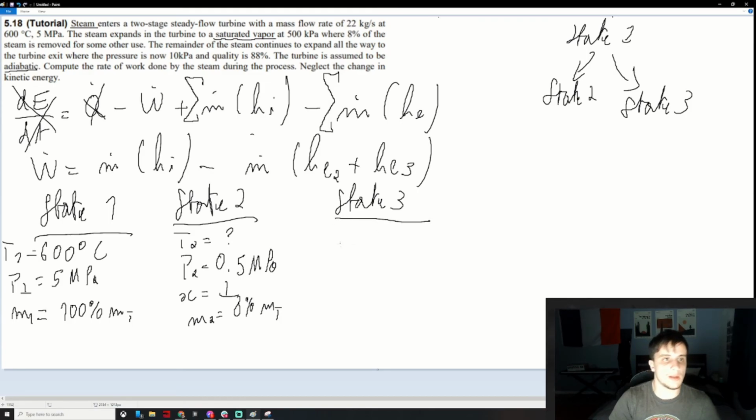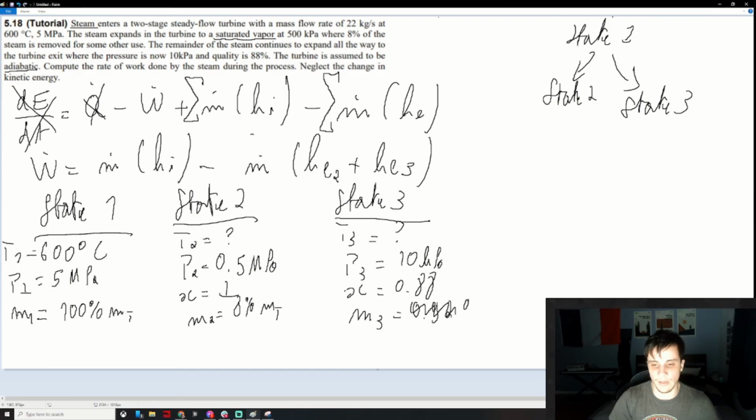And then state 3. T3 is not given to us. Doesn't really matter. P3, on the other hand, pressure is 10 kilopascal. But quality is equal to 0.88. So we know it's going to be in the mixture tables. And then mass is equal to 92% of the total mass.